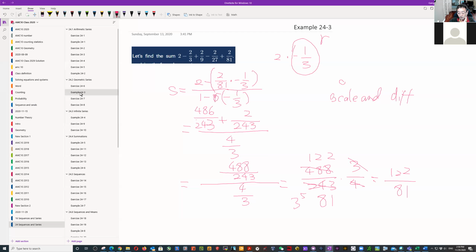And let's see whether or not we can simplify. Yes, it's co-prime, because the denominator is 3 to the 4th, and there is no factor of 3 on the top. So this is the final answer.